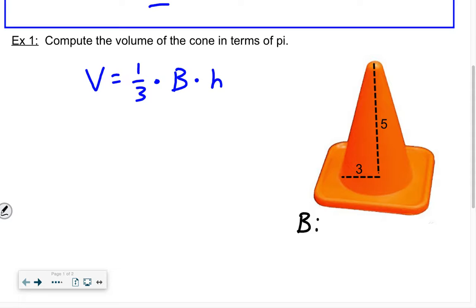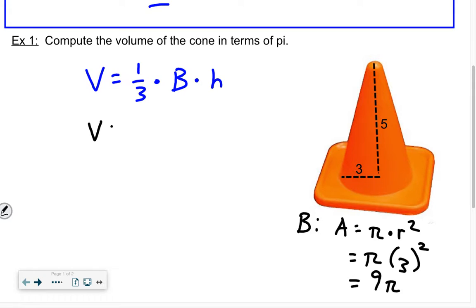Now let's identify the shape of our base. Okay, since it's a cone, obviously it's going to be a circle. So what we want to find is the area of our circle, which is pi times radius squared. Let's go ahead and leave our answer in terms of pi because it tells us to do so. The radius that we have here is indeed 3, so 3 squared will get us 9 pi.